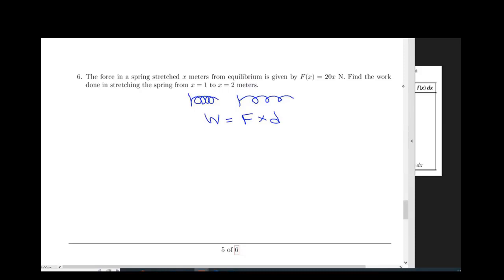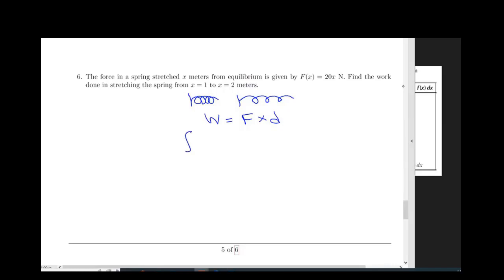When I first pull on that spring, it's probably really easy to move it. And the more I pull on it, the harder it gets for some reason. That's because it's not a constant force, which is why we can't just multiply 20 times x times the distance between 1 and 2, which is 1, because it's not constant the whole time. The force is changing depending on how much I'm pulling on that spring. So that's why I need to integrate.